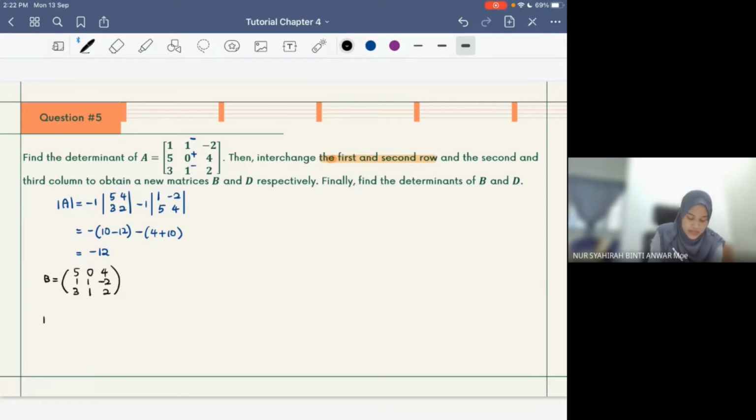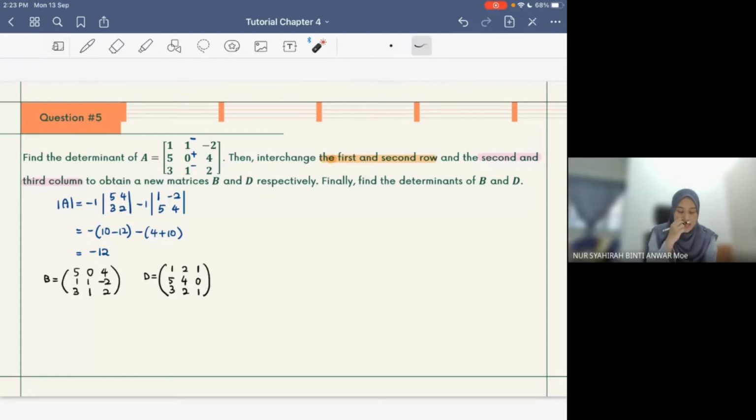Sama juga dengan D. Tak sama. D kita ubah column kan. D will be, we change the column, second and the third column. Kita swap dia over. So first column will stay the same. And then the second will be 2, 4, 2. And the third column will be 1, 0, 1. Okay. So ini adalah jawapan kepada the matrix B and D. And finally, find the determinant of B and D.